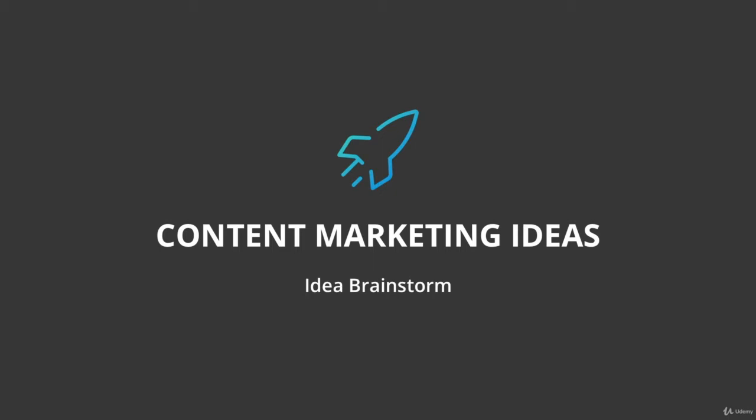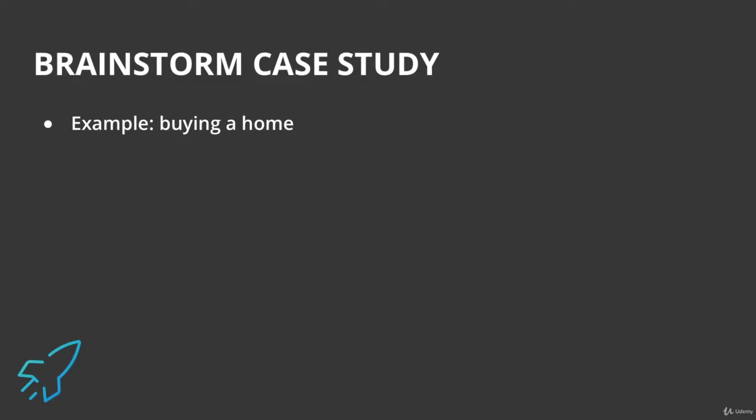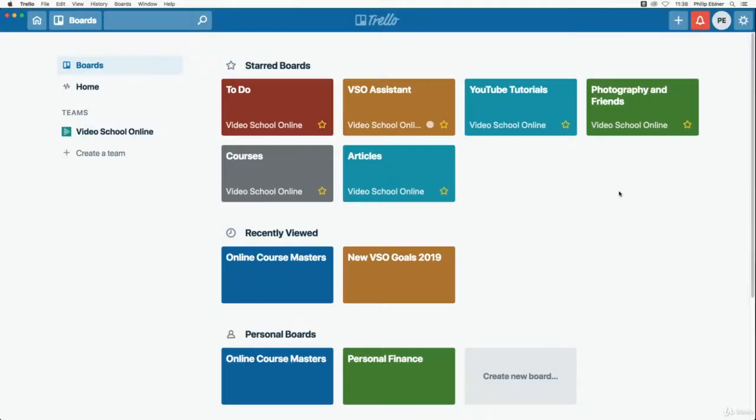Welcome to this lesson. In this one, it's going to be a case study on actually doing a brainstorm. The example we're going to be using is creating content surrounding the topic of buying a home, following up with our customer persona that we saw in the last section.